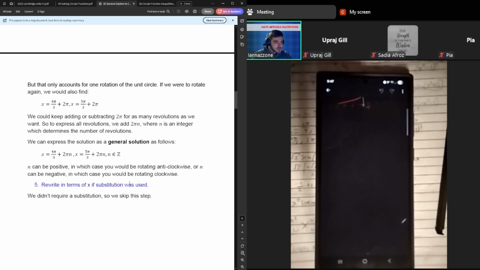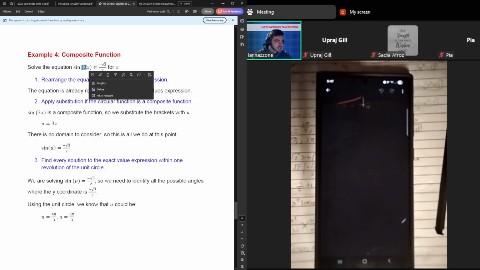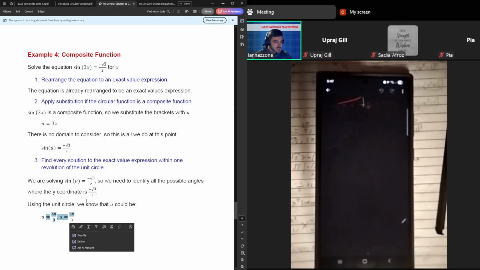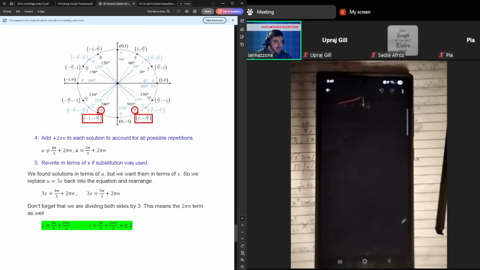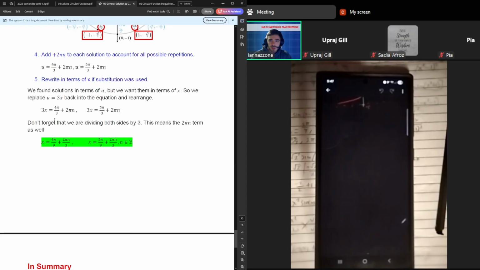That's pretty much it. The only part where this gets a bit weird is the order of operations if you have a 3x in this case here. So exact same approach, more or less. We're looking for where sine is negative root 3 over 2. Once again, same values. The order of operations here is to add your 2 pi n first and then rearrange for x. That's really the only nuance you need to be aware of there. So you add your 2 pi n first, replace the u with 3x, and then divide everything by 3. So your 2 pi n also gets hit by that.